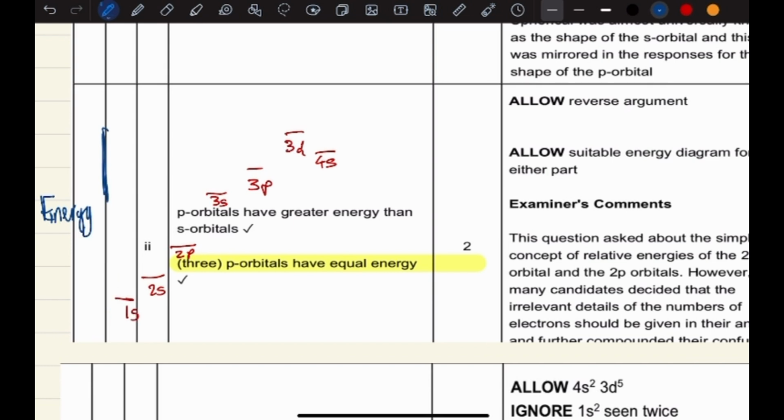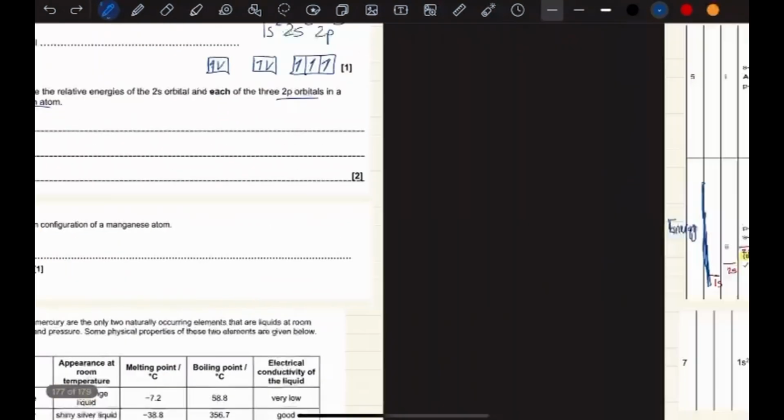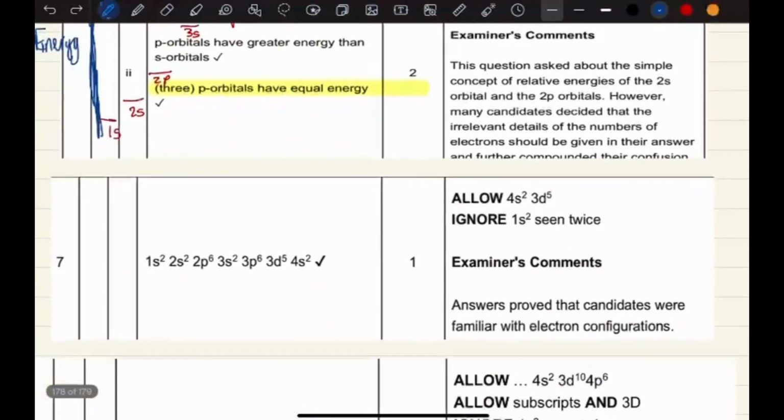I'll make this a bit bolder so you can see. But just look at the relative energy levels for each of the orbitals. You're going to fill from the lowest energy upwards. So the p orbitals, you can see that 2p has a greater energy than 2s. I hope that makes sense. And then finally, electron configuration of manganese. Just locate it on the periodic table.